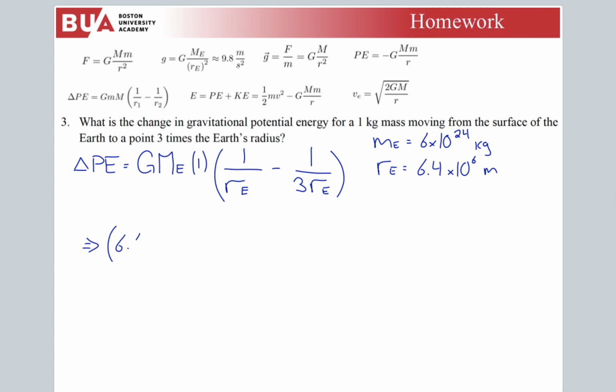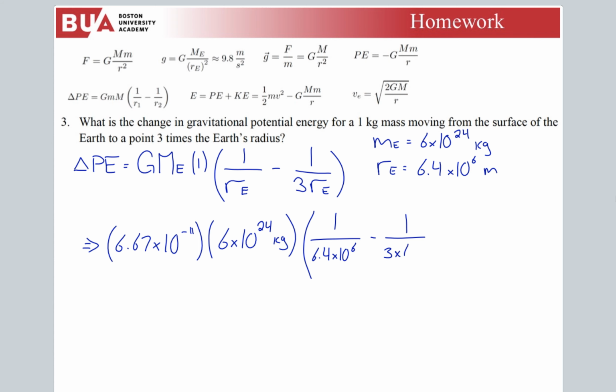So I get 6.67 times 10 to the minus 11 times the mass of the Earth, 6 times 10 to the 24 kilograms, times 1 over 6.4 times 10 to the 6 minus 1 over 3 times 6.4 times 10 to the 6. Be careful plugging these things into your calculator. Definitely do each of these fractions by themselves, then do the subtraction, then multiply it all out. You should get approximately 4.2 times 10 to the 7 joules. A lot of energy. You gain a lot of energy by moving something up to 3 times the radius of the Earth.